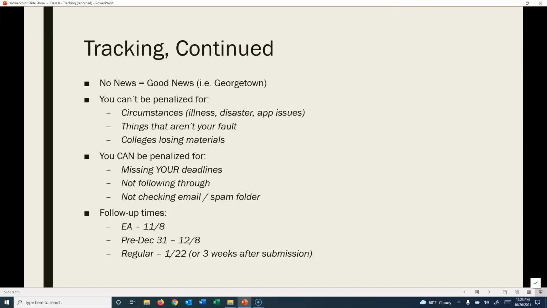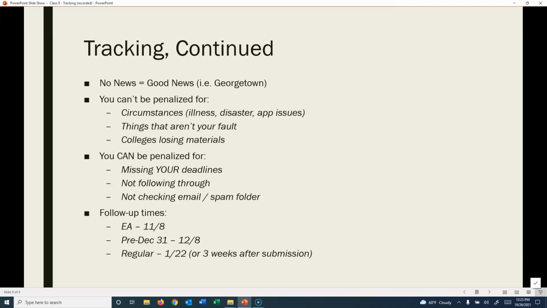Okay? Now, again, you can't be penalized. It's not a black mark on your application for circumstances. One year Hurricane Sandy hit. Of course, everybody missed the deadline at that point. Nothing can happen. One year Common App went down right on the deadline. They understood that, and they said, no problem, we'll give you a bit of time. Things that aren't your fault.